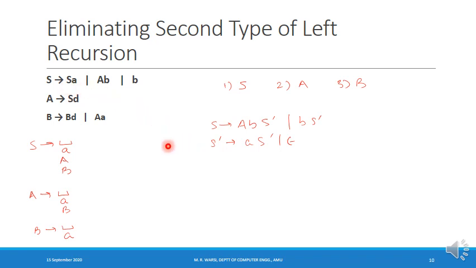Having processed the production of the variable capital S, now we'll process the production of the variable capital A, and this is the goal that we have to achieve. If you look at the production of the variable capital A, you find that its right hand side is beginning with capital S. Since capital S is earlier than capital A in the order, I have to process this production. In order to process this, I'll expand this capital S with the productions of capital S. I have two productions from capital S, so this capital S will be expanded with these two.